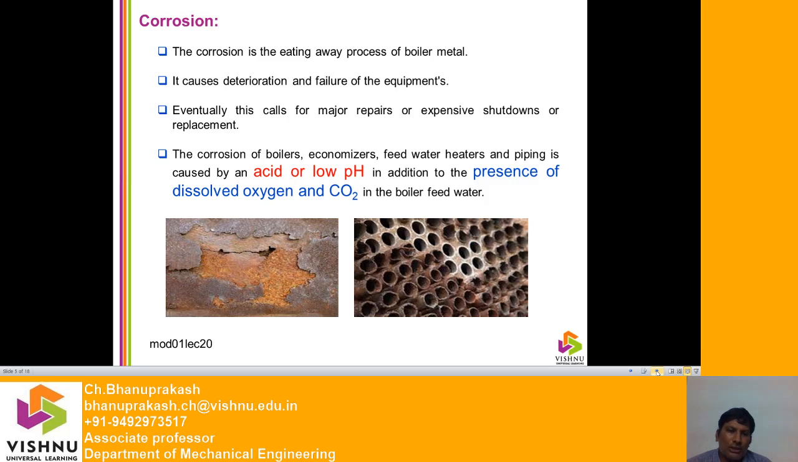Corrosion especially takes place in the boilers, economizers, feed water heaters, and piping. It is caused by acid or low pH value. So how much pH value can we maintain? Around 8 to 9 you have to maintain inside the boiler. In addition, the presence of dissolved oxygen and CO2 in the boiler feed water are the main causes of corrosion.